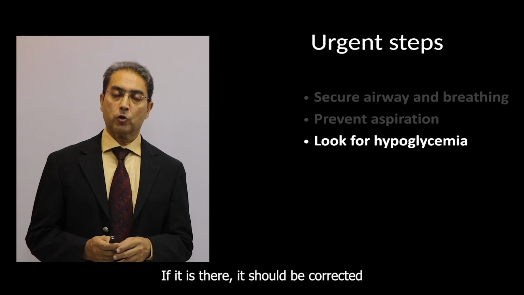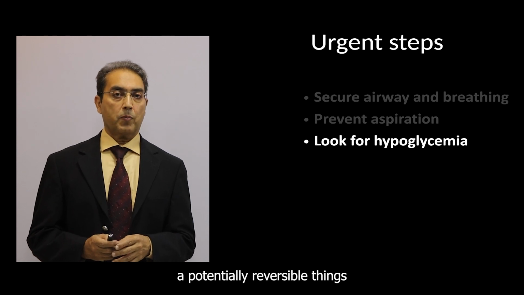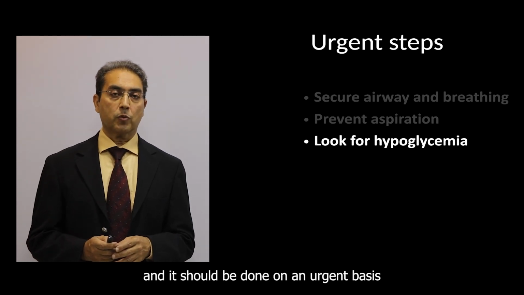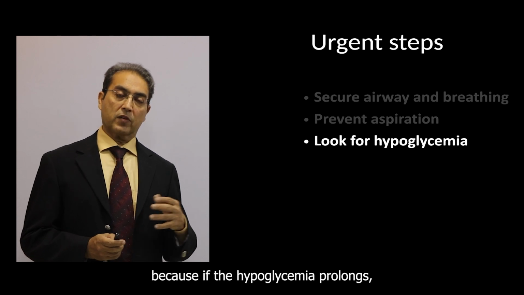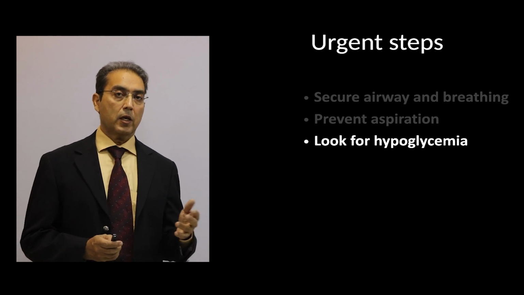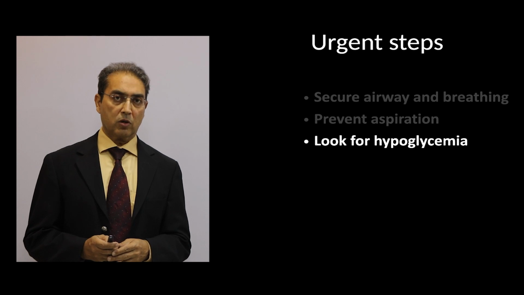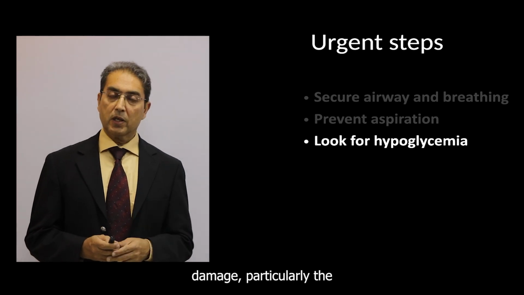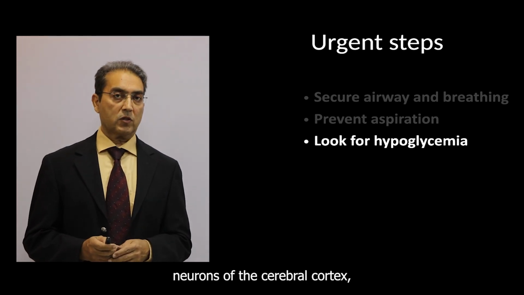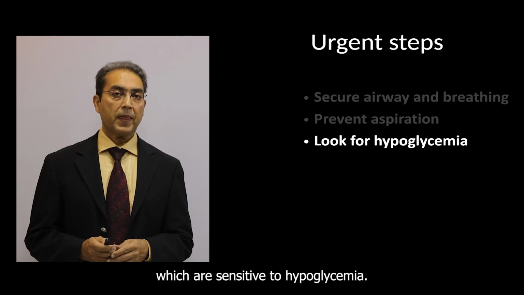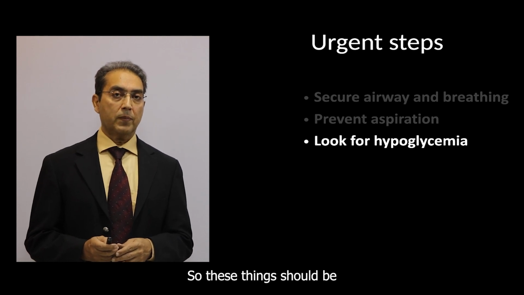If it is there, it should be corrected, because this is a potentially reversible thing and it should be done on an urgent basis. If the hypoglycemia prolongs, it causes some sort of permanent neuronal damage, particularly to the neurons of the cerebral cortex, which are sensitive to hypoglycemia. So these things should be immediately done.